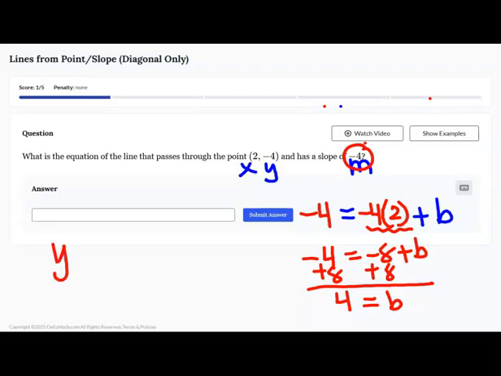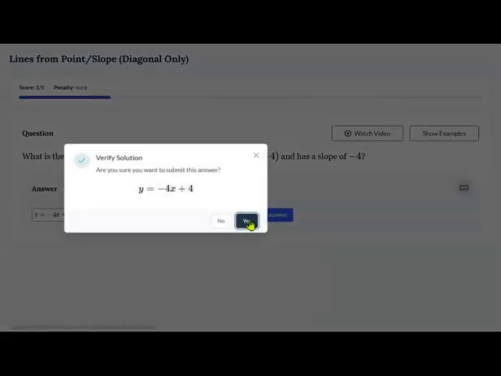Go back to the beginning, but this time don't erase y, m, and x. Erase only the m and the b. M was given to us, -4, and b was found, +4. Type it in the answer field and submit.